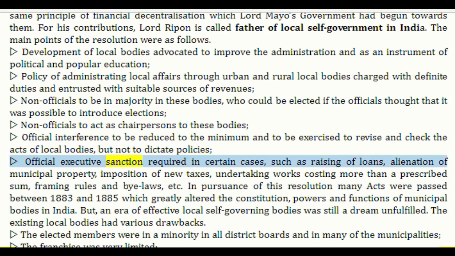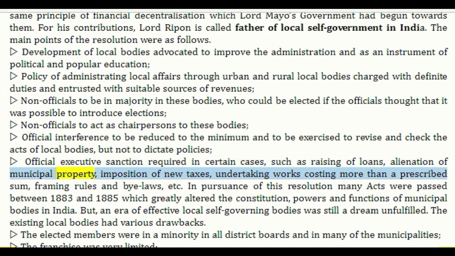Official executive sanction required in certain cases, such as raising of loans, alienation of municipal property, imposition of new taxes, undertaking works costing more than a prescribed sum, framing rules and bylaws, etc. In pursuance of this resolution many acts were passed between 1883 and 1885 which greatly altered the constitution, powers and functions of municipal bodies in India.